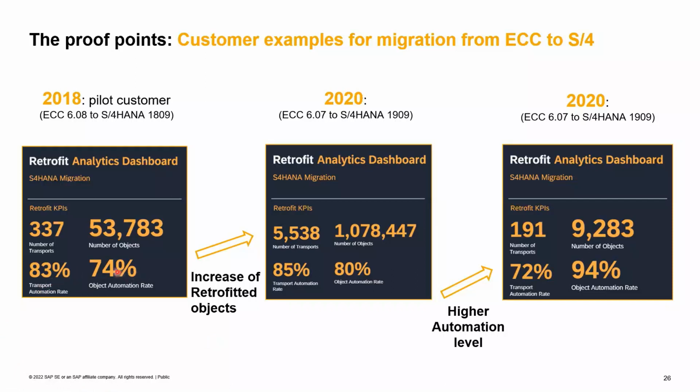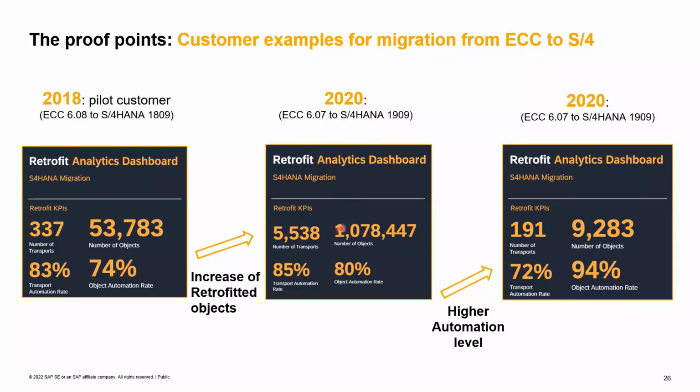Object automation was more or less 74%. Step by step, in the second part, based on this experience, we try to improve our functionalities and our conflict and object detection continuously. And for that, 2020 was also a highlight due to the number of transports and the number of objects.